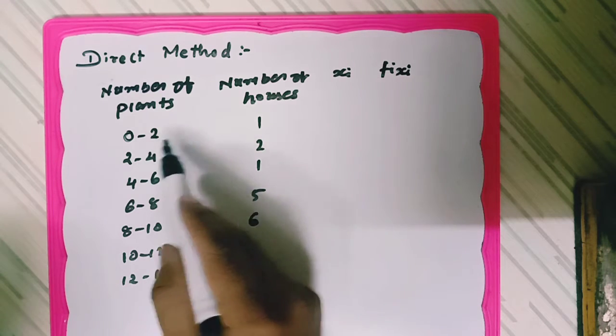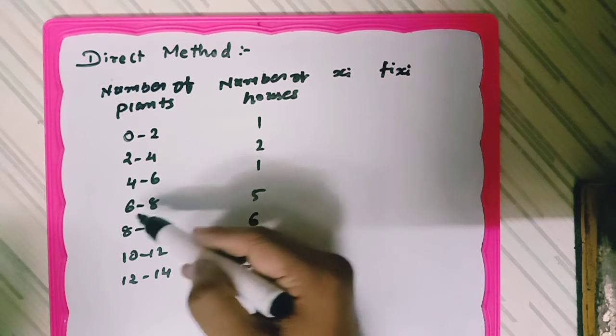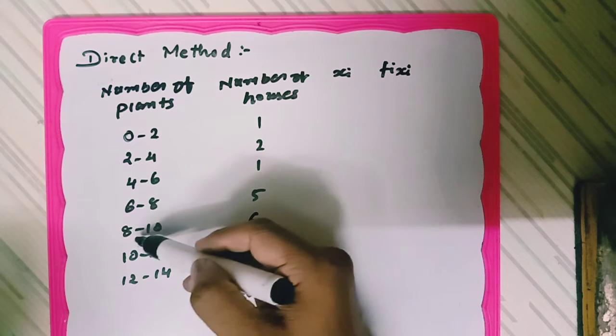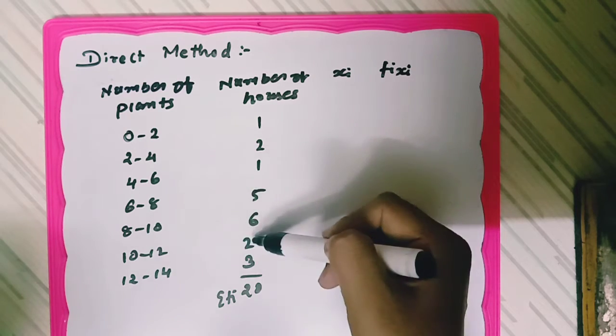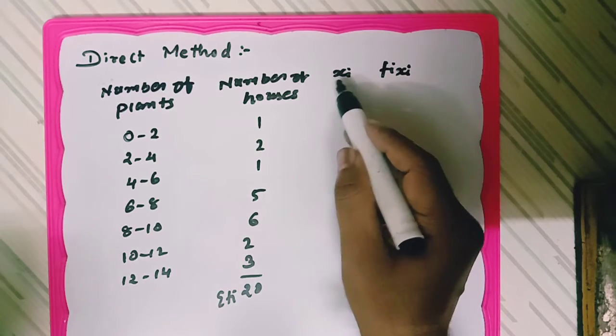Now between 0 to 2 plants, 1 family; 2 to 4 plants, 2 families; 4 to 6 plants, 1 family; 6 to 8 plants, 5 families; 8 to 10 plants, 6; 10 to 12 plants, 2; 12 to 14 plants, 3 families. So first we find out the central value of each class.